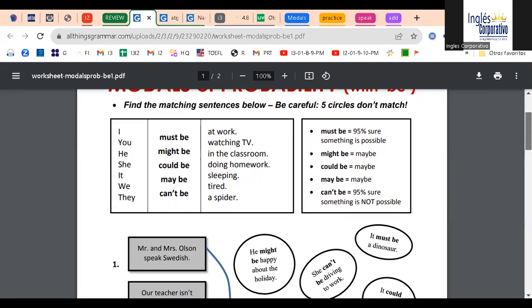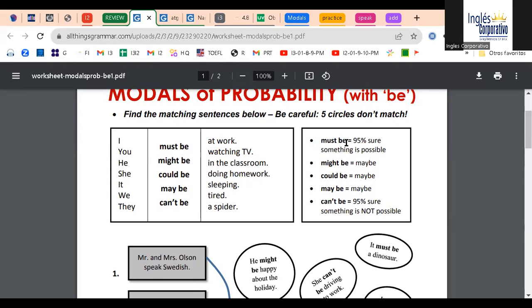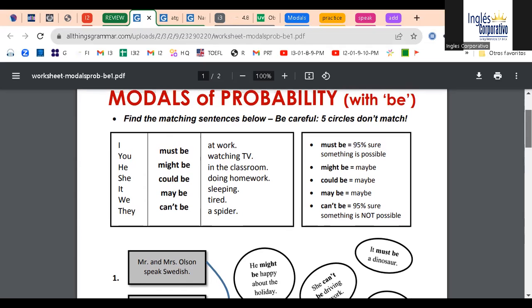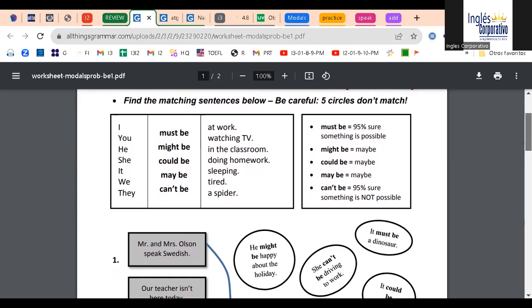So let's check these examples. I must be at work. So this is gonna be 90% sure, if you're so sure that you must be at work, right? You might be watching TV. He could be doing homework. She could be sleeping, for example. It may be tired. They can be tired, and they can be, let's see, sleeping, for example. And another one with a spider, it can't be a spider, right? So when we talk about probability, the only thing that we need to keep into account is maybe the percentage, if you want to show a percentage or something like that.